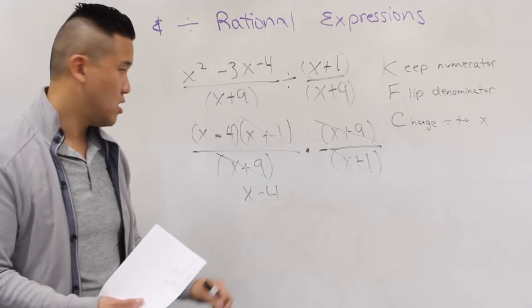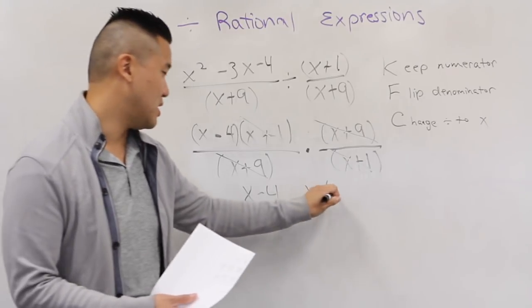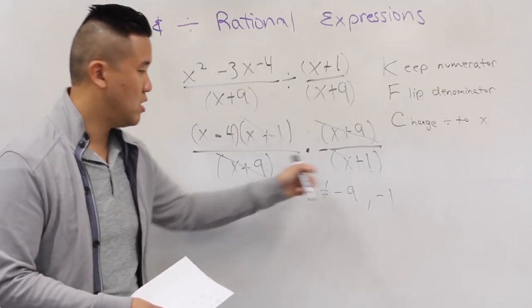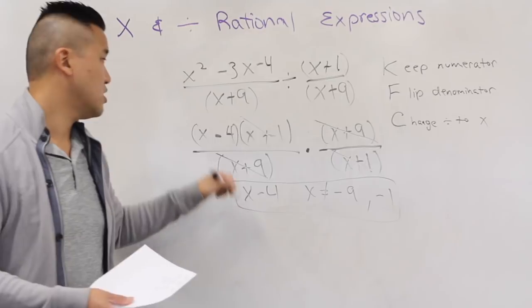That's my answer. But where are my restrictions? x cannot be what? It cannot be negative 9. It cannot be negative 1. Negative 9 here makes it 0. Negative 1 makes it 0 there. So that's my answer. Check your answers.